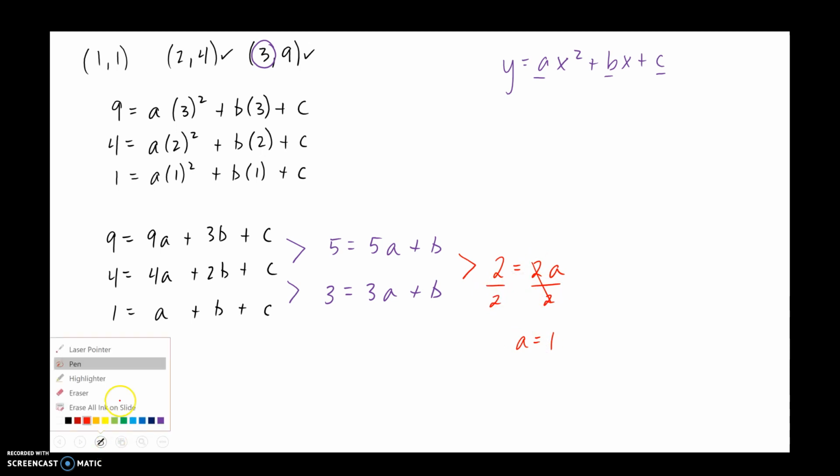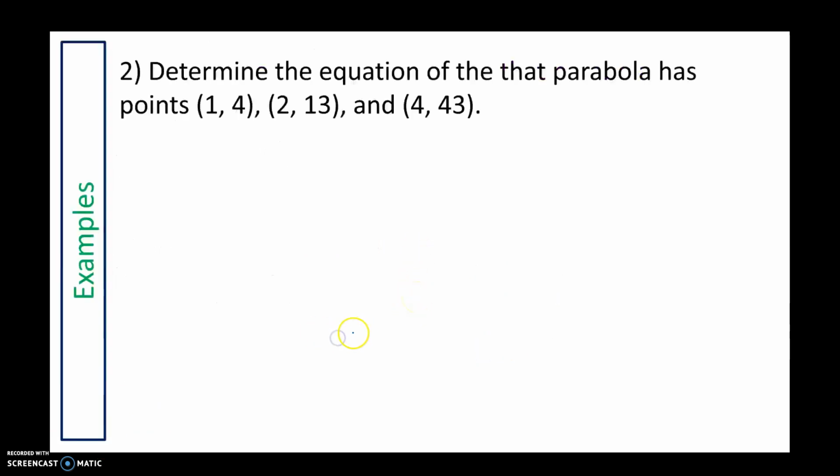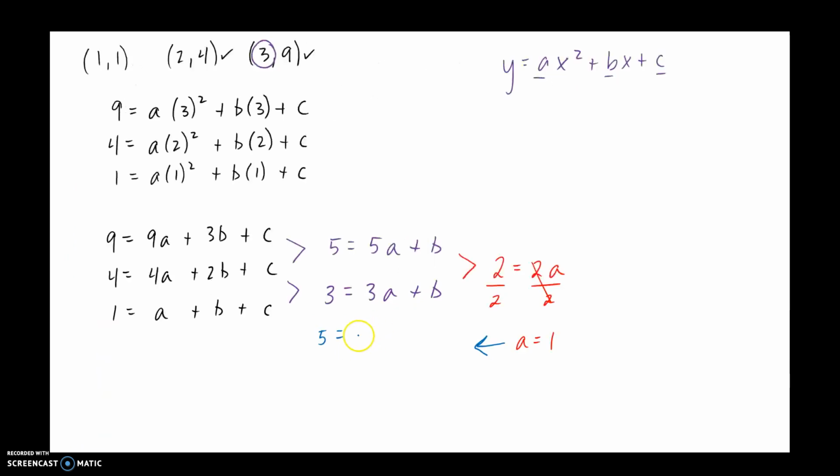Now we work backwards. If I have a, now I can find b by going back to one of my 2 middle equations. 5 equals 5a plus b. So b ends up equaling 0. And then lastly, once I have b, I go back and I plug into one of my 3 original equations in order to solve for c. So 1 equals a plus b plus c. So c also equals 0.